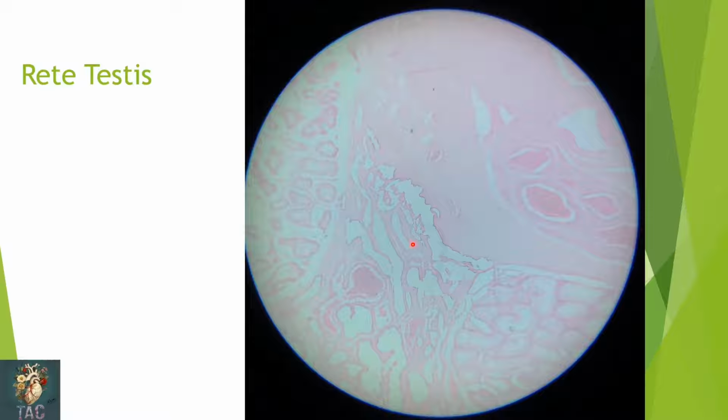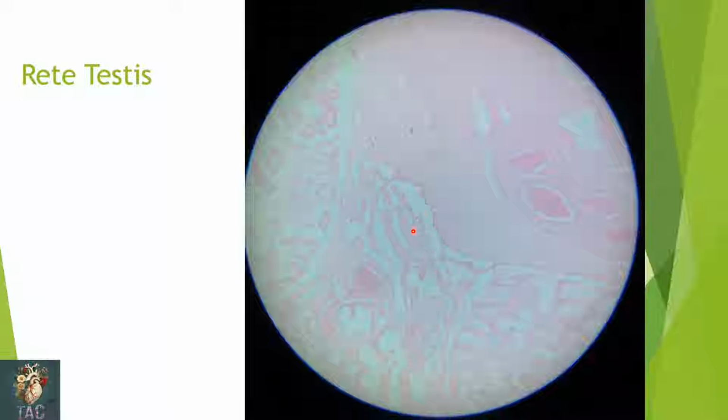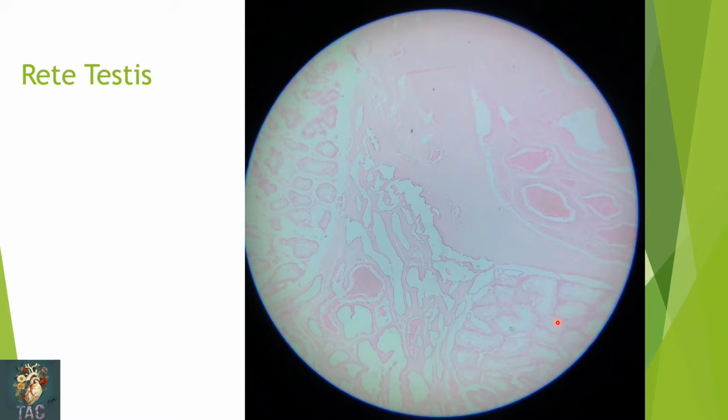So this slide is basically labeled in the lab as rete testis, but you can write it as testis as well as rete testis because both tissues are present in this slide. So these anastomosing channels of the rete testis are lined by simple cuboidal epithelium, and these are present in the mediastinum of the testis, and these are the seminiferous tubules which are present over here.